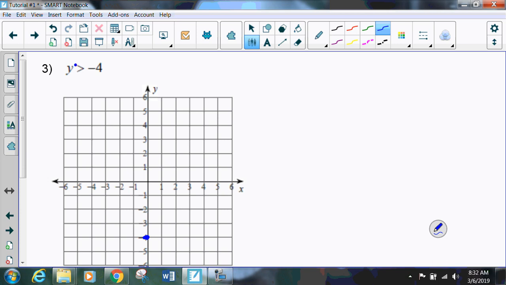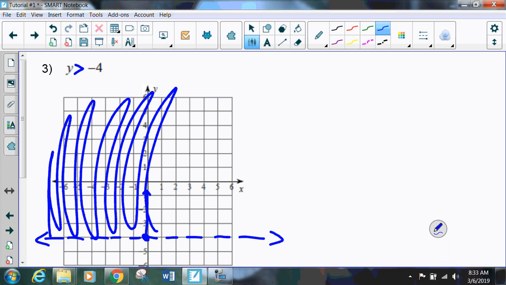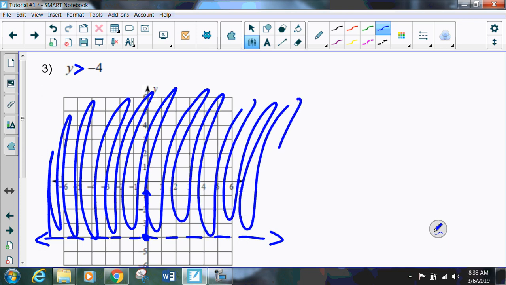We see y is greater than the line negative 4. It can't be equal to, so we're going to use dashed or dotted, however we want to say it. And then we'll put our pen or pencil on the y-intercept. It says y is greater than negative 4. Well, I know all the numbers on the y-axis that are greater than negative 4 are up. So that means I'm going to shade up. So if somebody looked at this sketch, they would see that the answer has to be greater than the line y equals negative 4. So y is greater than negative 4.